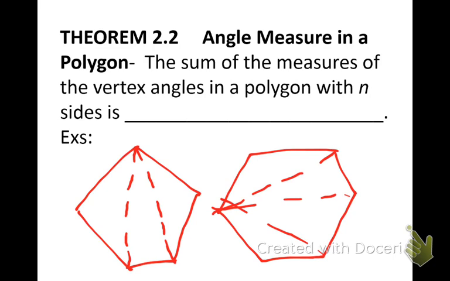Using these two as examples, what do you think the sum of the measures of the vertex angles in a polygon with n sides is? What could be an equation for figuring out if I had 10 sides? What would I do to figure out what the total of the angles would be? Yes, Brian. 180x. Okay, so we said the angles for this pentagon, is it 5 times 180?